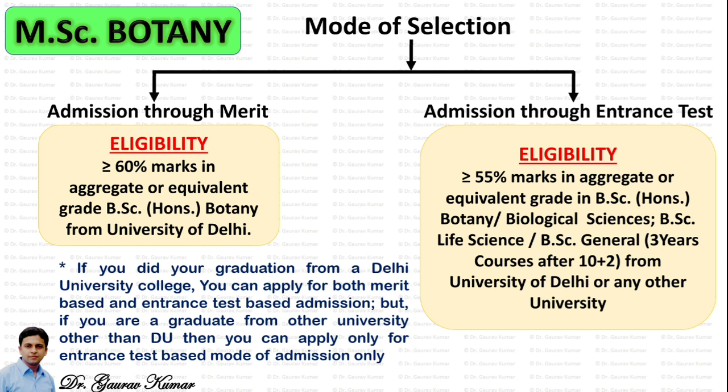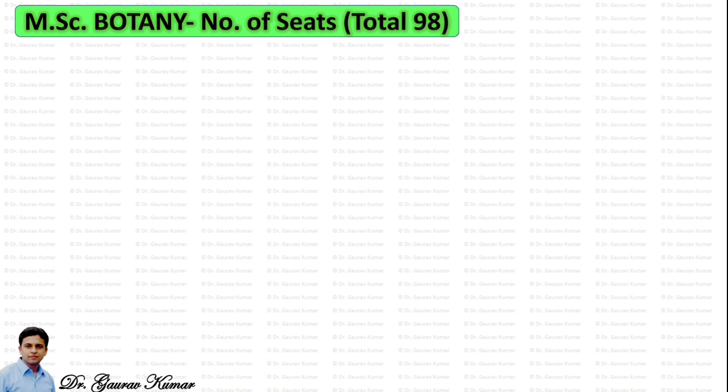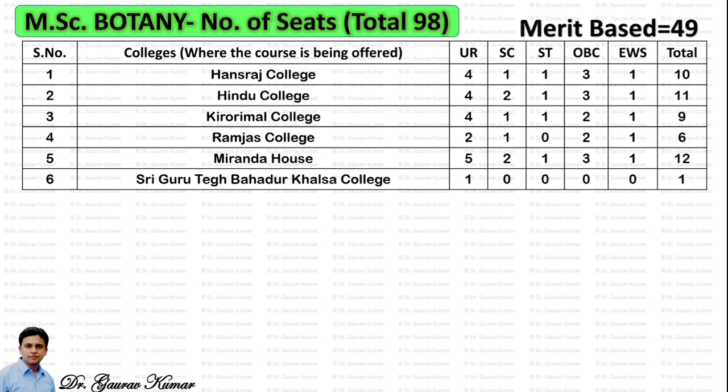But if you are a graduate from a university other than Delhi University, then you can apply only for the entrance test based mode of admission. Let's see the number of seats. The total number of seats in MSc Botany is around 98. In this, the merit based seats are around 49, and there are around 6 colleges which offer this MSc course in botany.